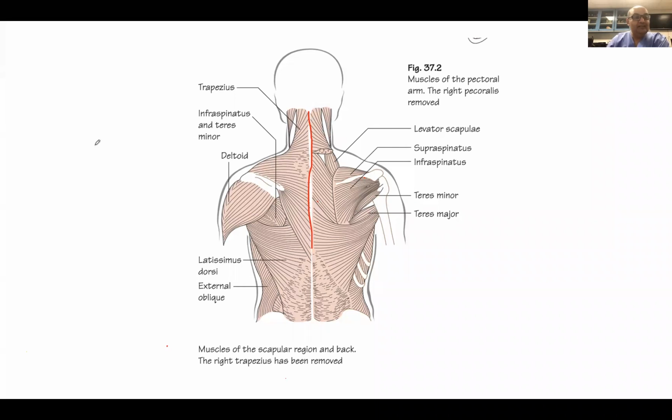Are intrinsic and extrinsic the same as superficial and deep? Never. Intrinsic means they are localized in this area, and extrinsics are outside. So supraspinatus and infraspinatus are intrinsic muscles of the shoulder. Subscapularis also falls in that category.